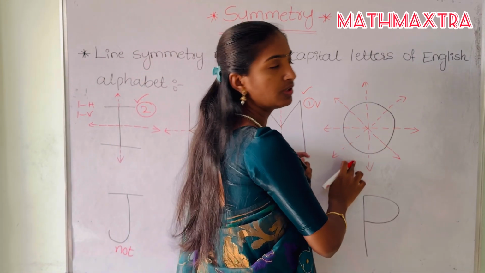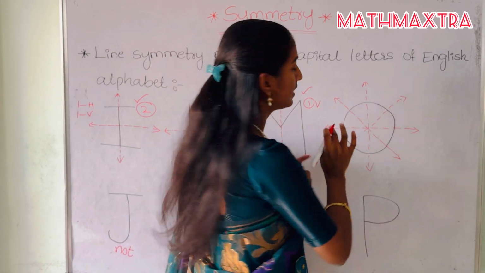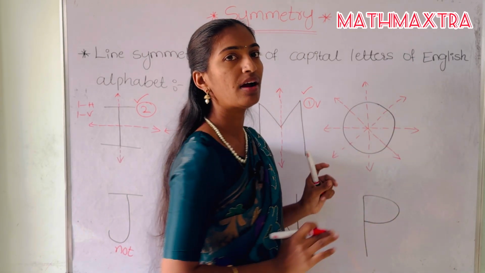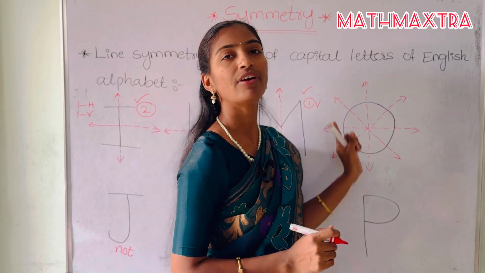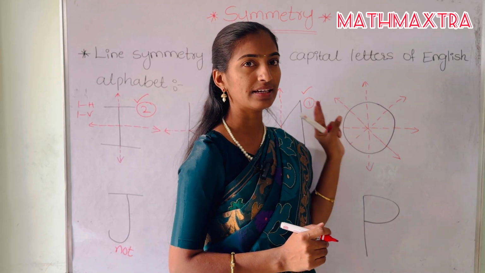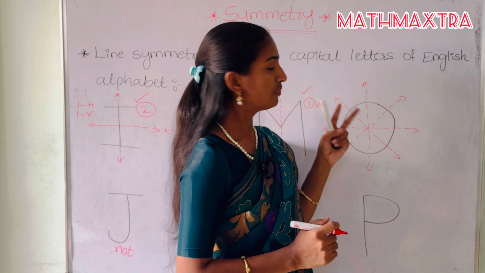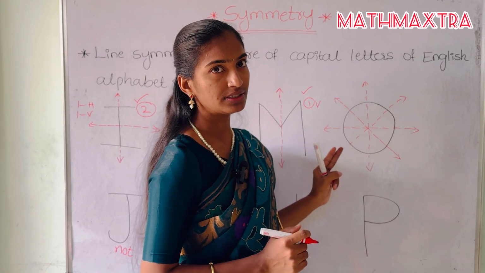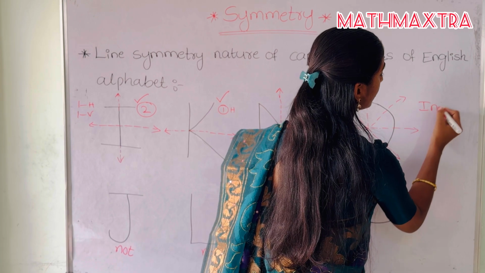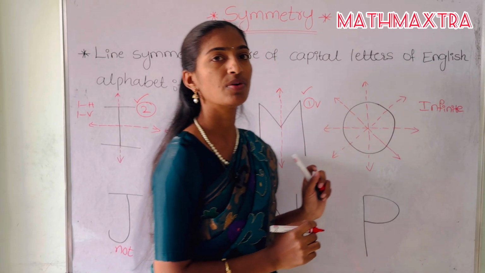And when you come to O, see, we can draw this one line of symmetry, another line, one more line, one more line. If you keep on drawing lines of symmetry, we can get an infinite number of lines of symmetry, isn't it? O is looking like a circle. That is why we can draw infinitely many lines of symmetry for it.